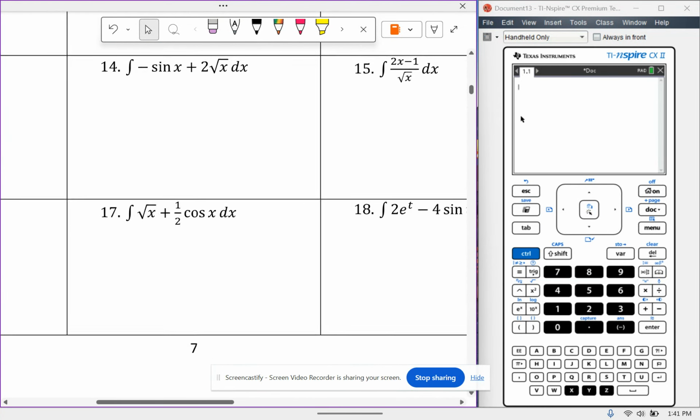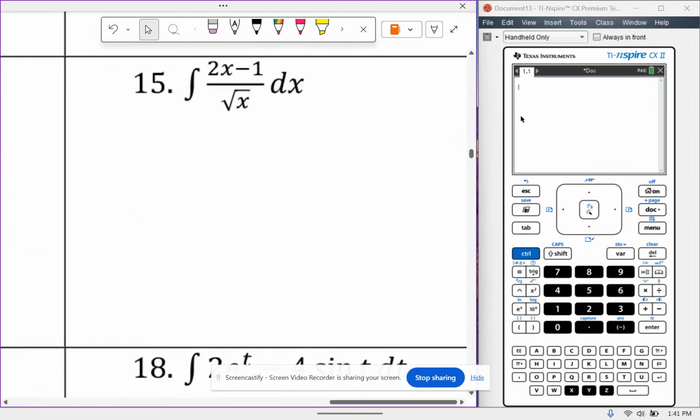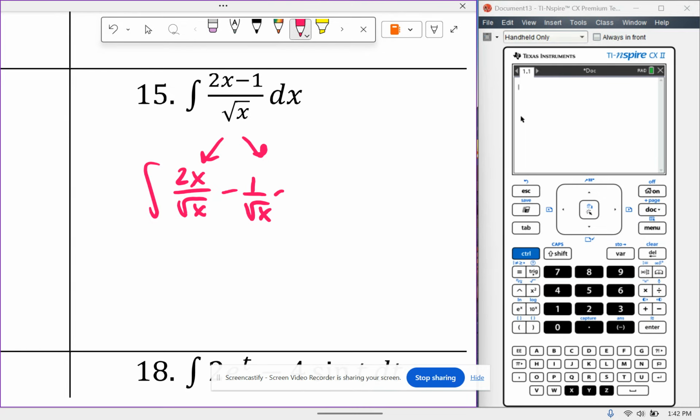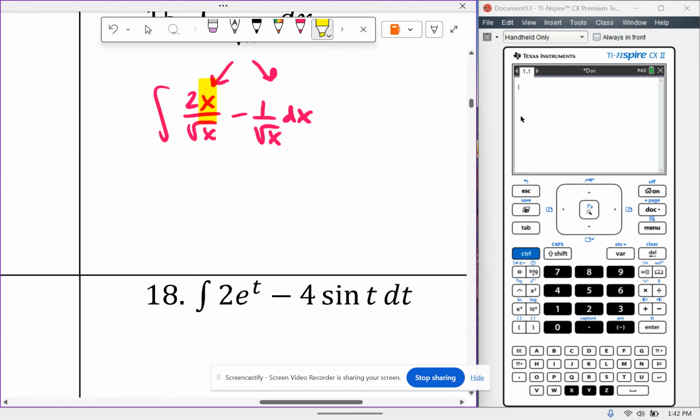Let's talk about this one. Any thoughts on this one? Split it up, it's like fraction decomposition, right? So I've got 2x over the square root of x minus 1 over the square root of x dx. So what am I going to want to do with these? Remember, you don't know a quotient rule either. The quotient rule is going to indicate that you probably have to do u substitution, but you'll learn that in a couple of days. I wouldn't split them up. I'd combine them.